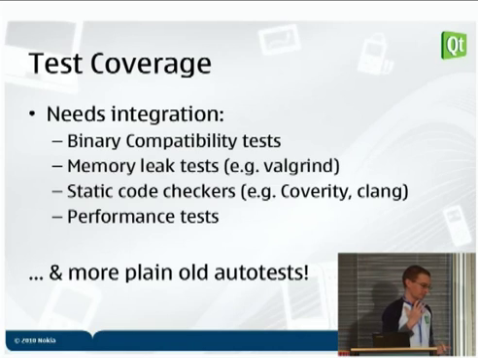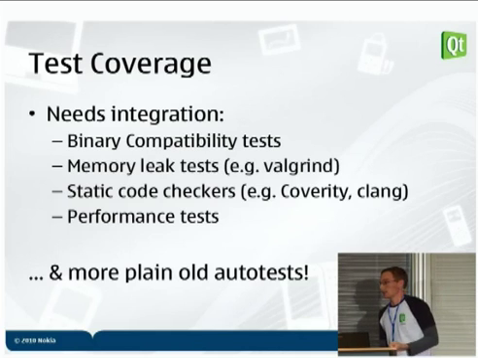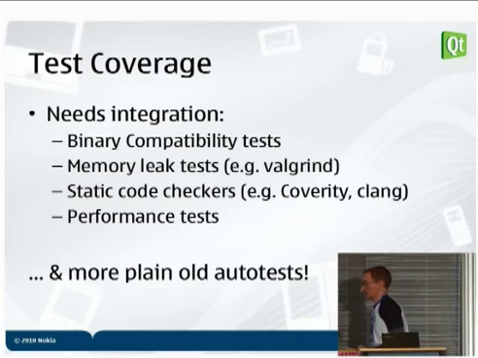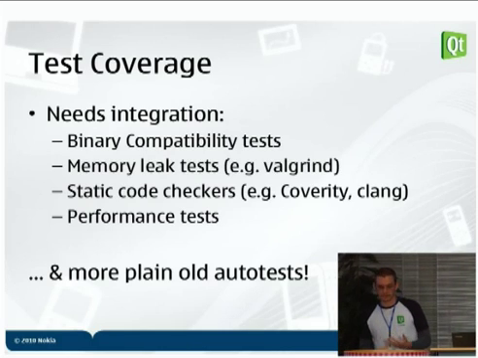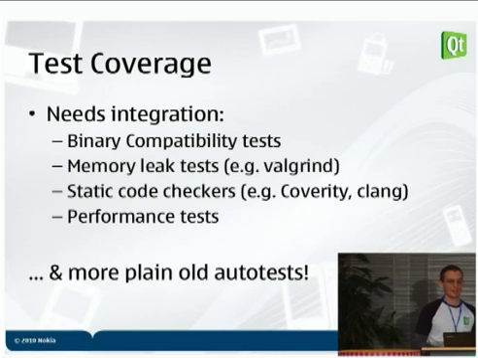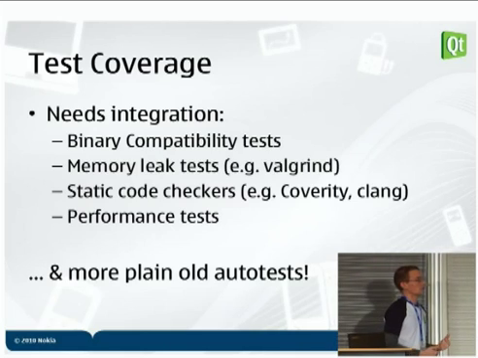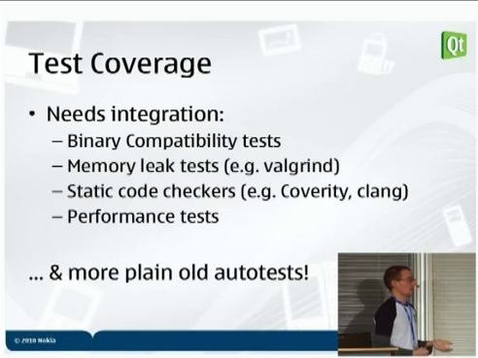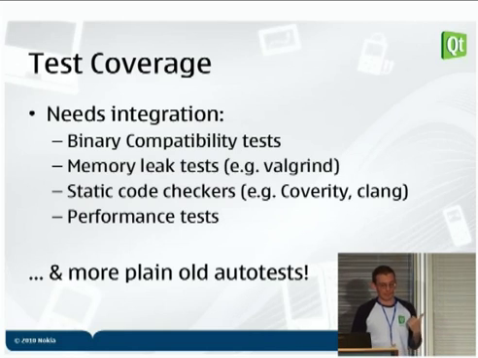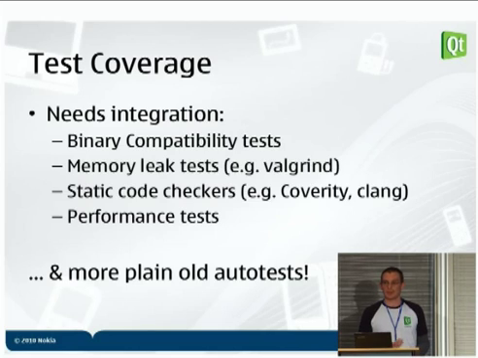Okay, test coverage. This is something that can always be improved. We have all kinds of tests for Qt, and many of them are just auto tests sitting in the Qt source tree. All of those are already in the quality gate, but then there are some tests that need a little bit of extra work to integrate them. Testing the binary compatibility of Qt, for instance, memory leak tests is an interesting thing. On Linux, we can use the valgrind tool to do memory leak tests. We could spend some time integrating that into our quality gate.